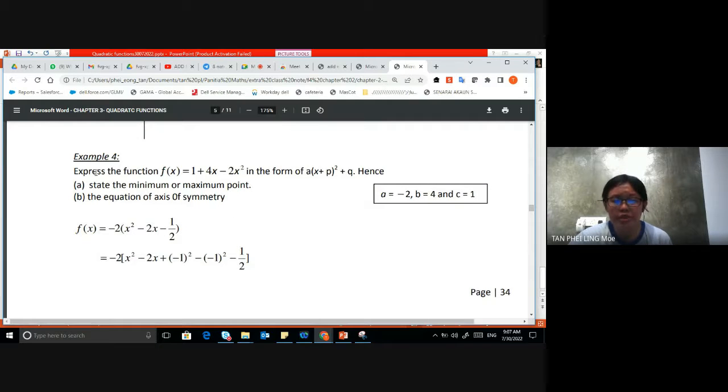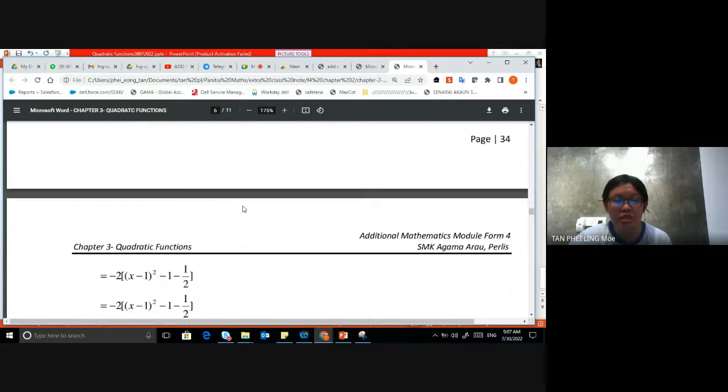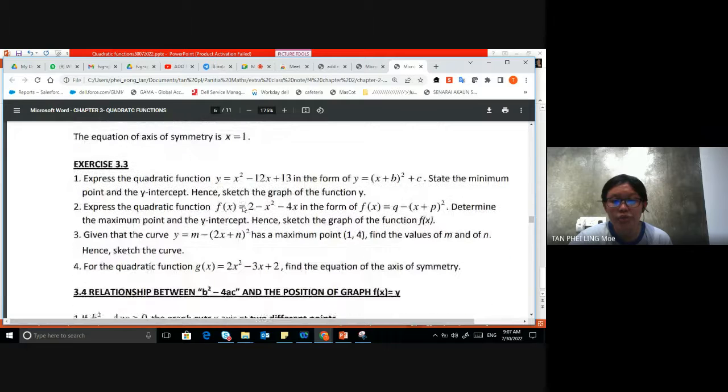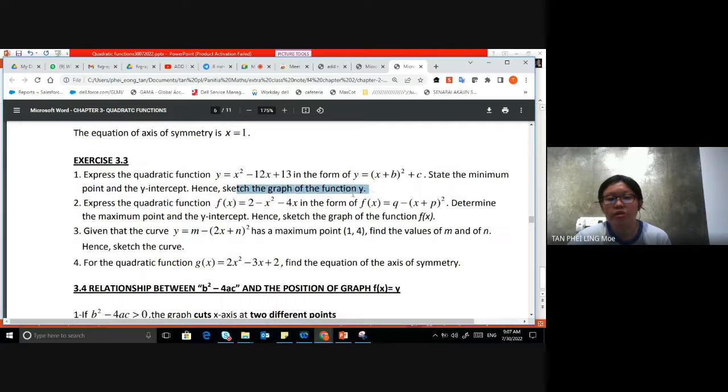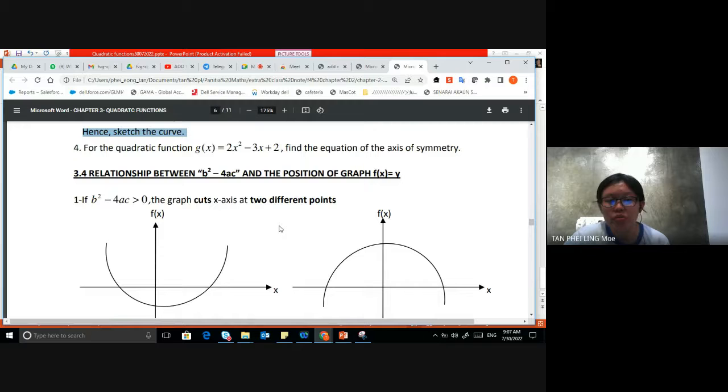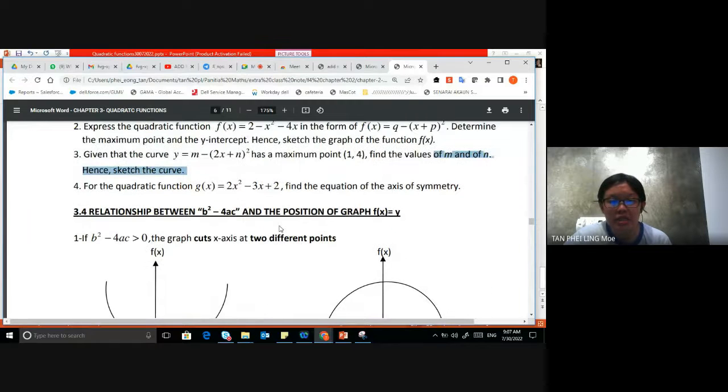They will ask you a question like this: express this function in the form, then hence state the minimum point or maximum point, and also the equation of axis of symmetry. And then you will be asked also to sketch the whole graph. They can give you all sorts of curves, and ask you to find the m and n first, and then hence sketch the curve. All these are important parts of this chapter, and it will usually be in paper 2 as well. So that's why you have to understand this chapter.